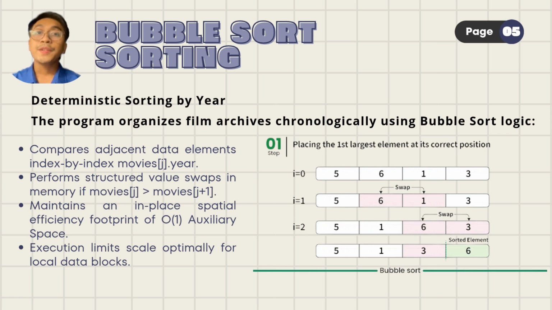If we move to page 5, we can see the logic behind our chronological organization, which uses a classic bubble sort algorithm. In our backend code, the system runs a nested loop to look at two side-by-side movies. If a movie's release year is greater than the one next to it, we swap their slots in memory so the largest value bubbles up to the end.